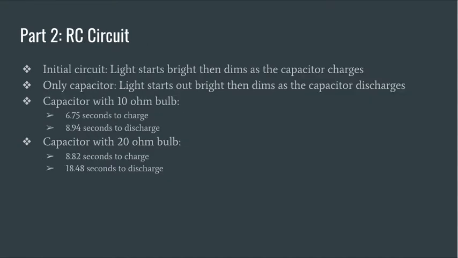For the second part of the lab, I made a new circuit with a capacitor. Initially, I set up a circuit with a 9-volt battery, a 10 ohm bulb, and a 200 millifarad capacitor. When I connected the circuit, the light starts out bright and then dims as the capacitor begins to charge, and the current flow decreases until it stops. The same thing happened when the battery is replaced by just the capacitor as it discharges. When using the 10 ohm bulb, it took the capacitor 6.75 seconds to charge and 8.94 seconds to discharge. When using the 20 ohm bulb, it took the capacitor 8.82 seconds to charge and 18.48 seconds to discharge.